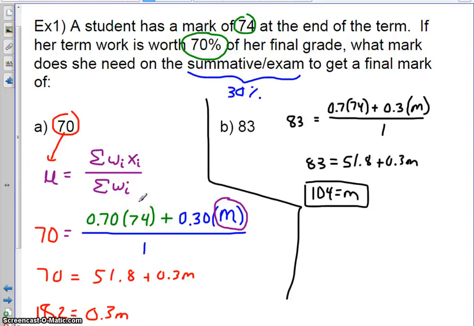Okay, so you can check your answer there. This one's almost identical to the one in part A, except now we have a different desired final mark. Now she wants to get an 83. However, this time when you solve for it, you wind up getting a mark of 104. It means you have to get 104% on the summative exam to get this final mark. Now, assuming the teacher does not give out bonus marks, this mark would actually be impossible. So it would not be possible to achieve an 83 in the final course for this particular student.